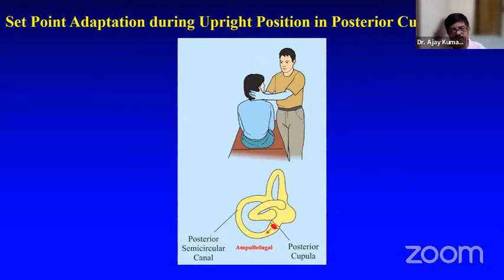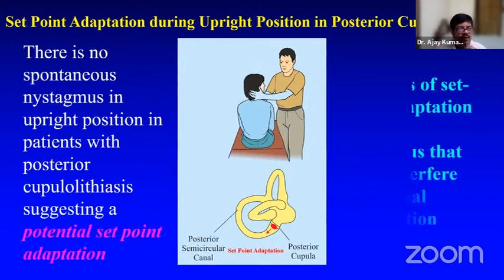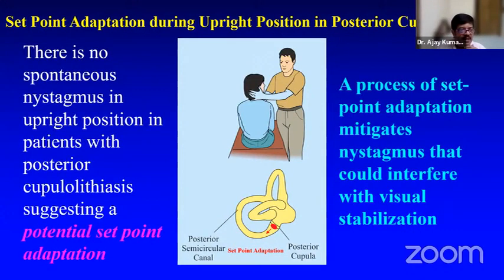So these patients with posterior cupulolithiasis should have a spontaneous nystagmus even in the upright position. But there is a phenomenon of set point adaptation. What does this phenomenon do? There is no spontaneous nystagmus in the upright position in patients with posterior cupulolithiasis, suggesting a potential set point adaptation. A process of set point adaptation mitigates the nystagmus that could interfere with visual stabilization.